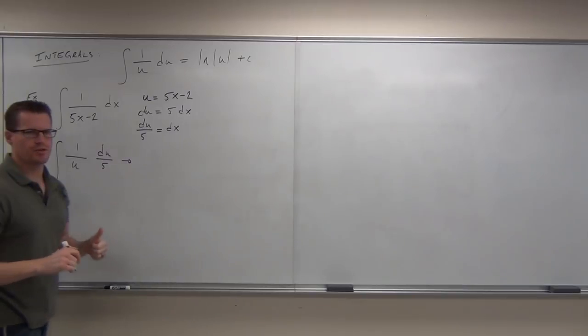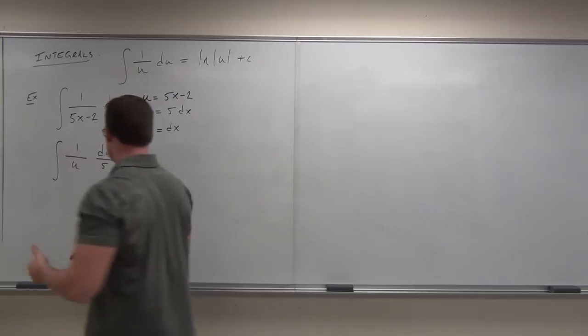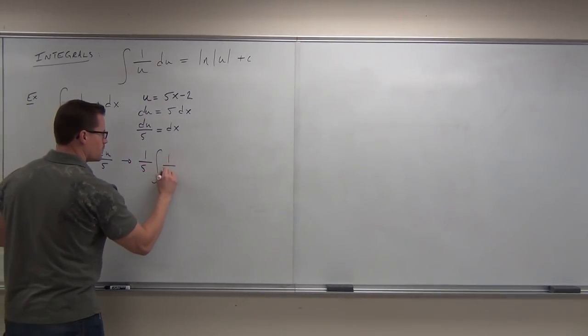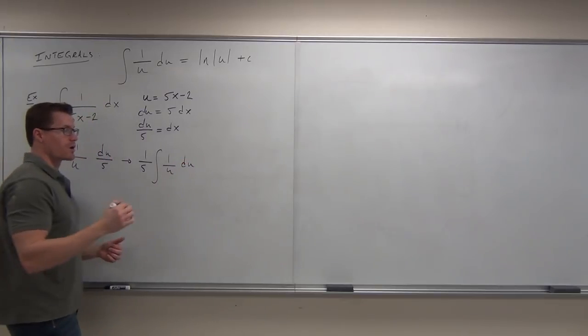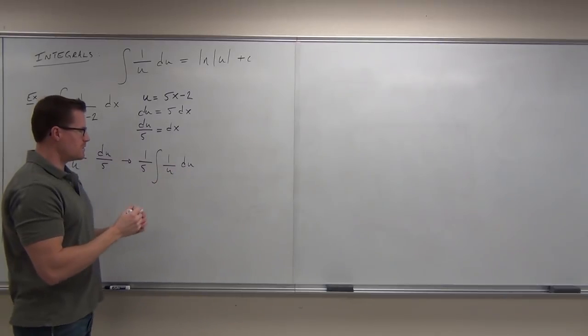What do you typically do with that 5? Move it out to the front. Yeah, that way it doesn't make it more difficult. Makes it a little easier. So 1/5 integral of 1 over u du. We want to make sure this matches this. Your variables have to match.